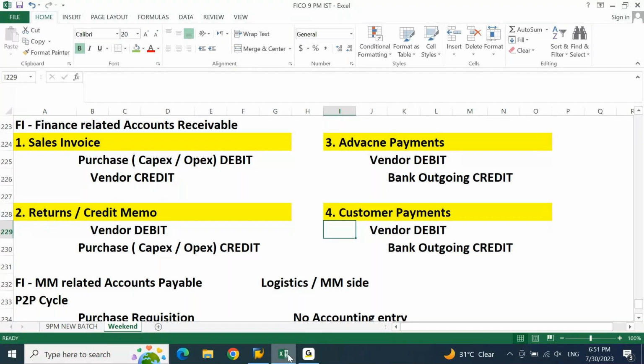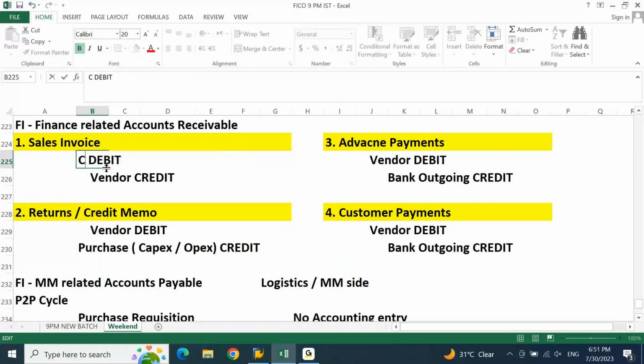When it comes to sales, in short, the sales invoice, you are going to debit customer. I'll put customer debit, and then I'm going to credit my sales. So my accounting entry will be customer account debit, sales account credit in case of a sales invoice.